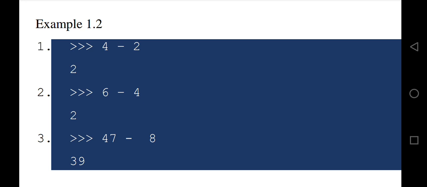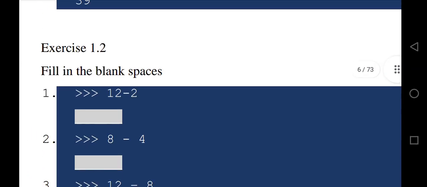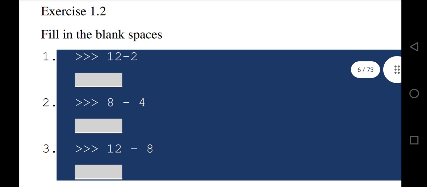So let's look at the exercises on the subtraction operator. The exercise says fill in the blank spaces. Exercise 1, 12 minus 2, you fill in the results. Exercise 2, 8 minus 4, you write the answer or put it in the comment section if it is reaching you through a social handle. Exercise 3, 12 minus 8, you put the answer.